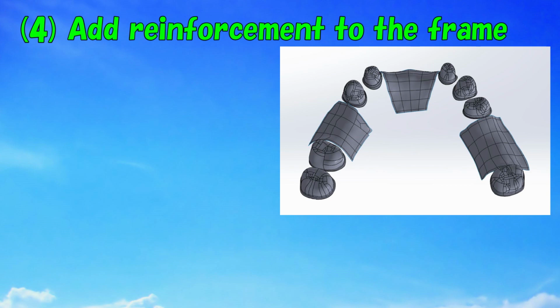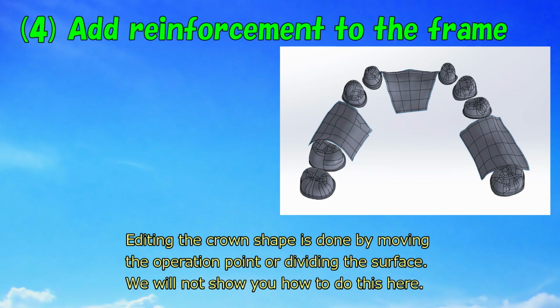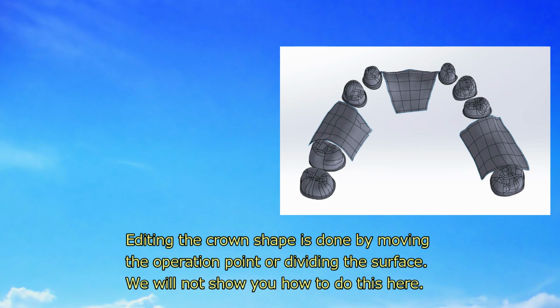4. Add reinforcement to the frame. We will now create the reinforcing section of the frame. The method presented assumes that the pre-edited tooth shape has been created on a subdivision surface. Editing the crown shape is done by moving the operation point or dividing the surface. We will not show you how to do this here.